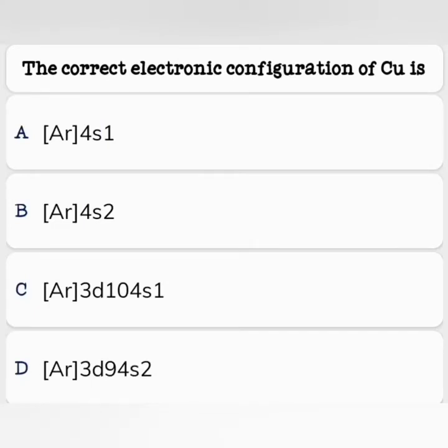The correct electronic configuration of copper is A. [Ar] 4s1, B. [Ar] 4s2, C. [Ar] 3d10 4s1, D. [Ar] 3d9 4s2. राइट ऑप्शंस, आप कमेंट सेक्शन में लिखें। Yeah, so the right option is C.